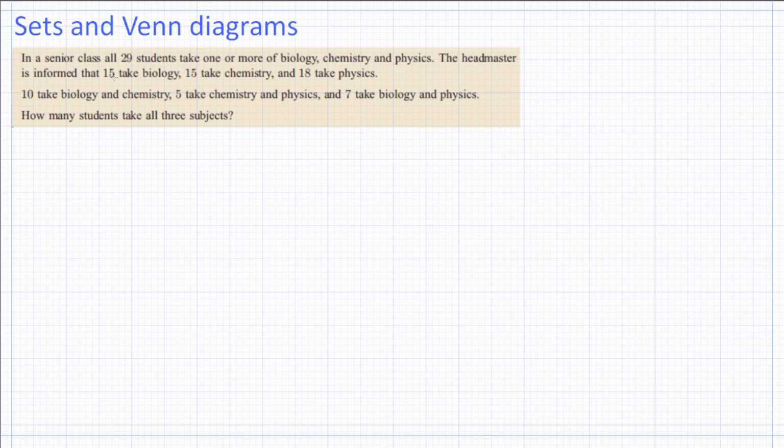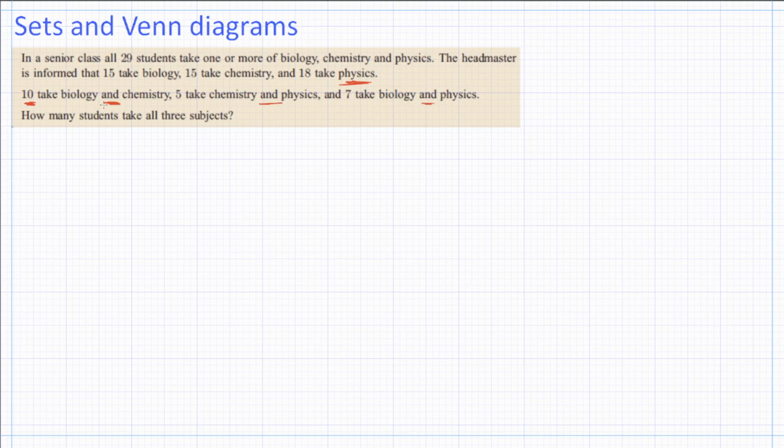So, in a senior class, all 29 students take one or more of biology, chemistry, and physics. The headmaster is informed that 15 take biology, 15 take chemistry, and 18 take physics. Yay, physics! Now, 10 take biology and chemistry, so both at the same time, okay, and 5 take chemistry and physics, and 7 take biology and physics.